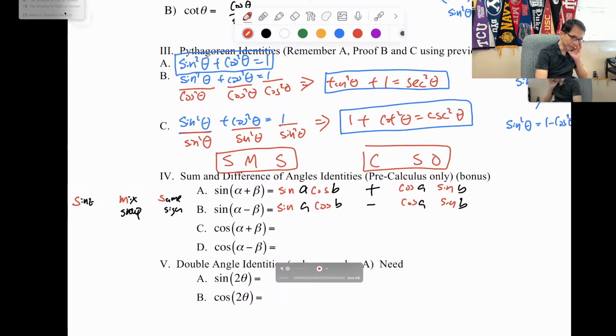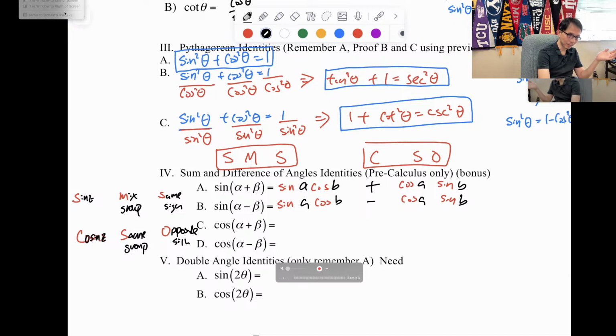CSO. You can imagine what it stands for. C stands for cosine. Right, cosine. And this is going to be the same group, and this is going to be opposite sign. Now, if it's the same group, do I start with sine or cosine? Well, since the thing is a cosine, it's going to be cosine. So I'm going to start with cosine, cosine, because same group, sine, sine.